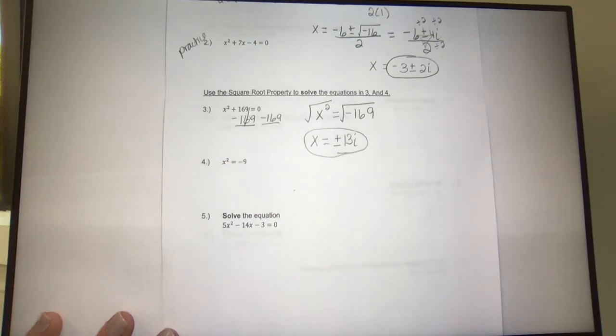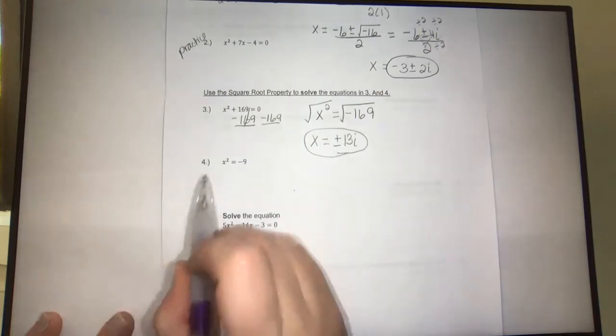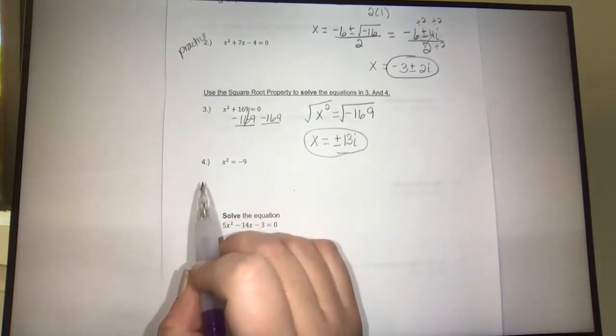So you had to isolate him. Let's do number 4. It's the same thing. We're just practicing it twice.